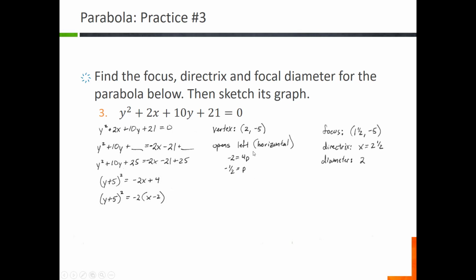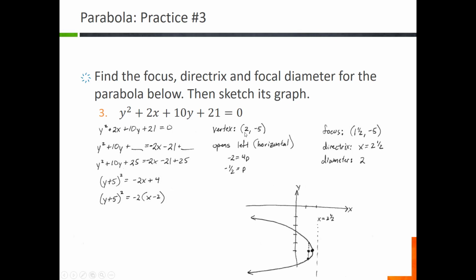So the focus has to be inside the parabola, so it is a half unit to the left of the vertex. So it's going to be at (1.5, -5). The directrix is the opposite direction, so the directrix is going to be 1/2 to the right of (2, -5), which would be at 2.5. So it's a vertical line because this was a horizontal parabola, so vertical line, x equals 2.5. And the focal diameter, again the 4p, this number here is a negative 2, so we just knock off the negative, so the focal diameter will be 2.